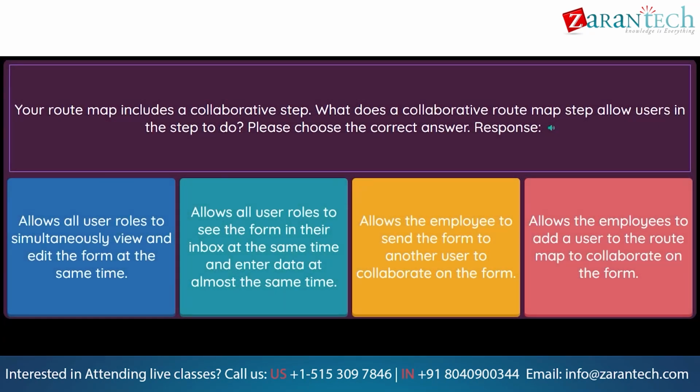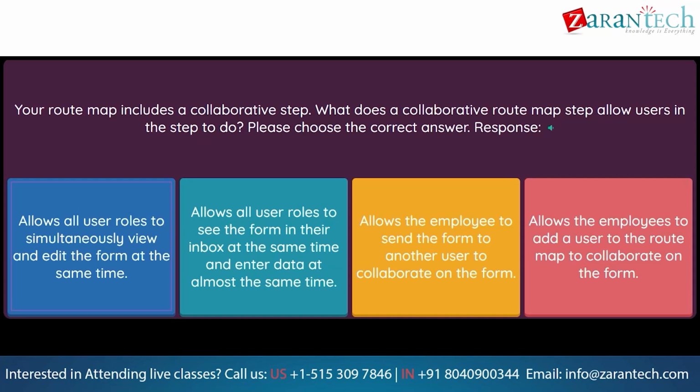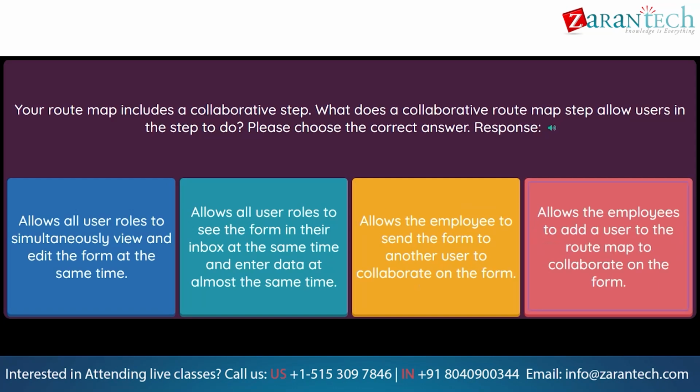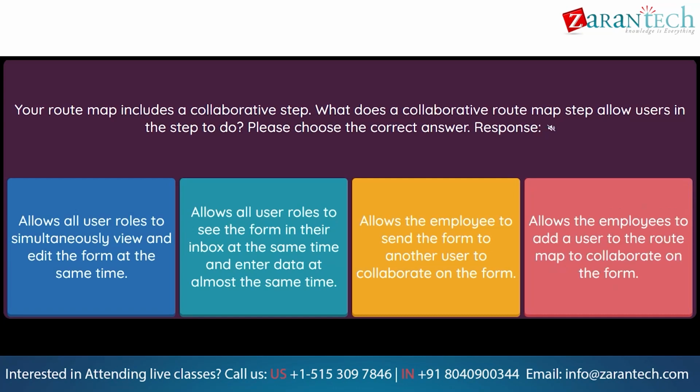Question: your route map includes a collaborative step. What does a collaborative route map step allow users in the step to do? Please choose the correct answer. Response: Option 1 allows all user roles to simultaneously view and edit the form at the same time. Option 2 allows all user roles to see the form in their inbox at the same time and enter data at almost the same time. Option 3 allows the employee to send the form to another user to collaborate on the form. Option 4 allows the employees to add a user to the route map to collaborate on the form.